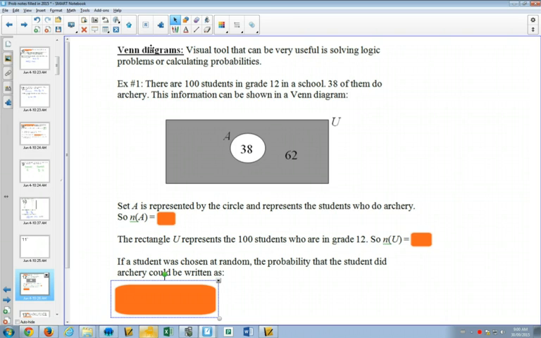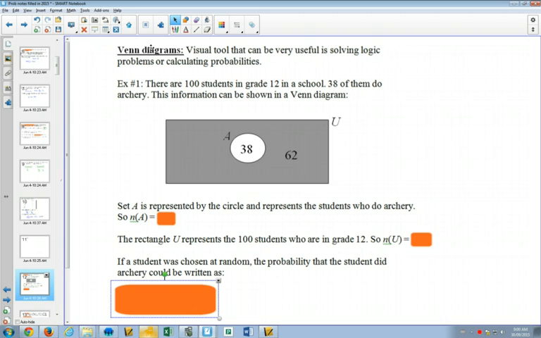You've got 100 students in grade 12. 38 of them do archery. So you have one event, which you denote by a circle inside of the big square. The big square is listing everybody. And then right away from this Venn diagram, we can tell that there are 62 people that aren't doing archery, which would have been almost impossible to figure out without the diagram.